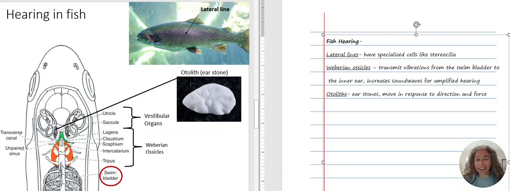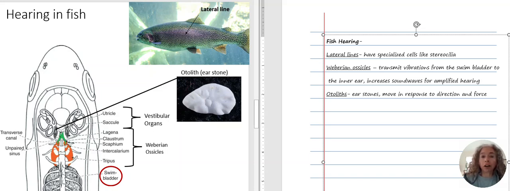Fish, on the other hand, have some unique structures for hearing. Remember that they are hearing sound waves underwater. Some fish have something called a lateral line along the sides of their body, which responds to water flow over the surface. They have cilia in specialized structures in the lateral line that work somewhat like the stereocilia of hair cells. This is going to provide directional information to the fish.